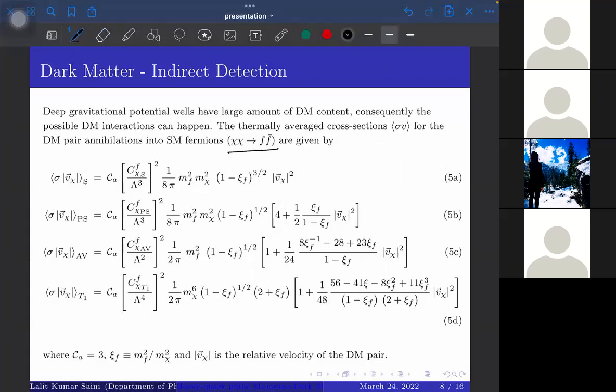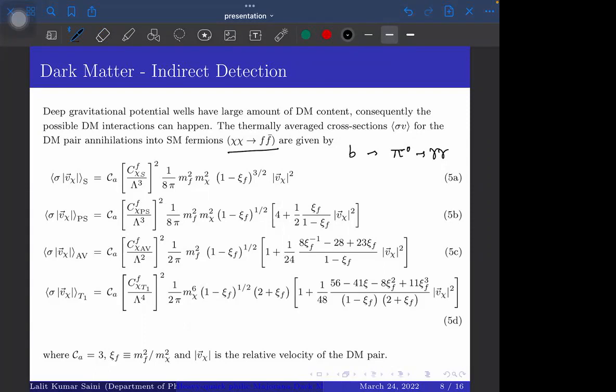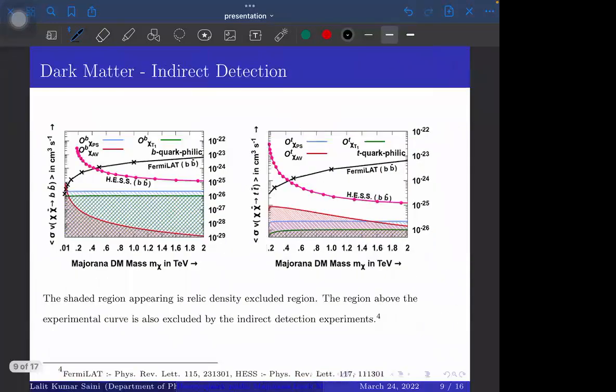Now, how will I observe this b b bar? I have a bottom that will hadronize, and that hadronizing will give me some pions. Now pi naught goes to this channel, two photons, with around 90% branching ratio. So I can observe these photons with these experiments. They observe the photons, and from these photons they back-trace to the source and try to extract the cross section for this chi to f f bar. This cross section has been provided by Fermi-LAT and H.E.S.S.